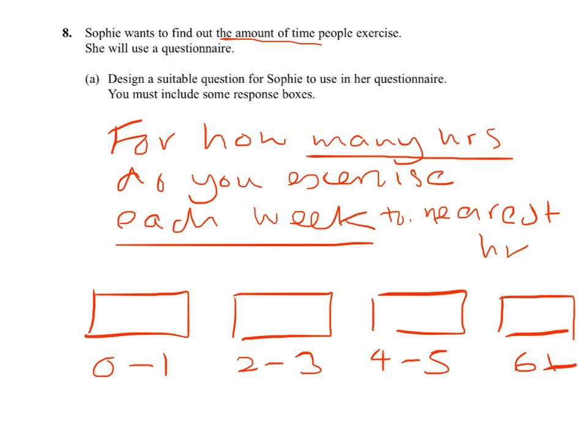So as we're measuring hours, just to make it clear, I've said to the nearest hour. So if you're sort of 1 hour 15 minutes, you'd be in the first box. 2.5 hours, you'd be in the second. 5 hours 20 minutes, you'd be in the fourth box, and so on. So the response boxes don't overlap. You've specified the time, how many hours, and we've given a time period, each week. So that will get you 4 marks for part A.